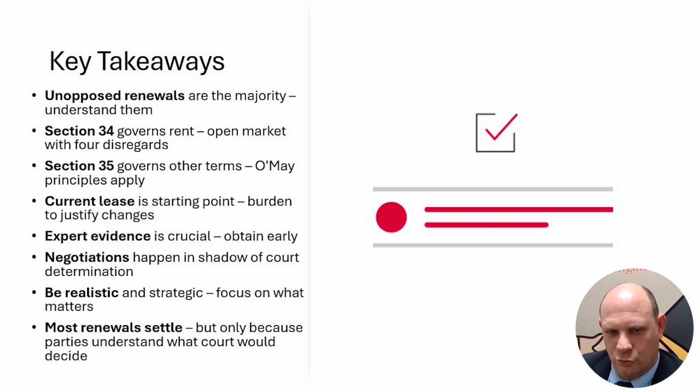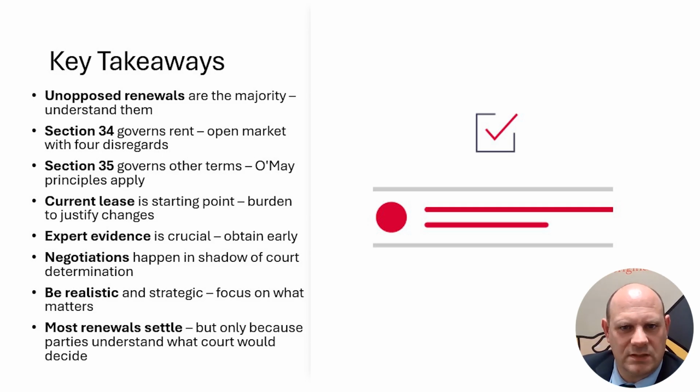Third, the rent under Section 34 is the open market rent assessed for a hypothetical letting between a willing lessor and a willing tenant, with 4 specific disregards: occupation by the tenant, goodwill attached to the holding, tenant improvements, and for licensed premises, the license itself. Fourth, determining other terms under Section 35 is governed by the O'May principles. The current lease is the starting point. The party proposing the change bears the burden of proving that they're fair and reasonable, and the court will not allow changes that shift fundamental risks or exploit the tenant's weak negotiating position.